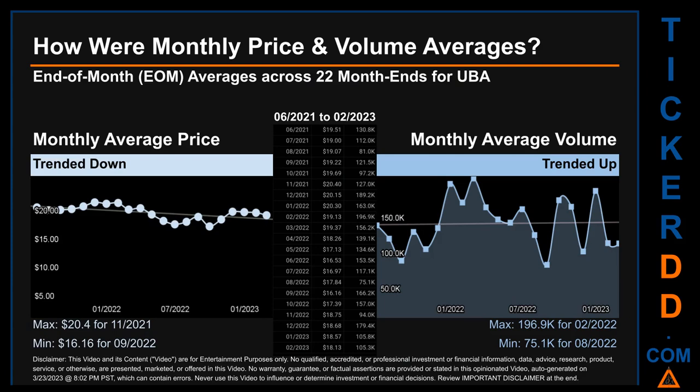The maximum end-of-month average price was $20.40 for 11/2021 while the minimum was $16.16 for 09/2022. Looking at volume, 02/2022 and 08/2022 respectively saw the highest and lowest monthly average volume at 196.9 thousand and 75.1 thousand.